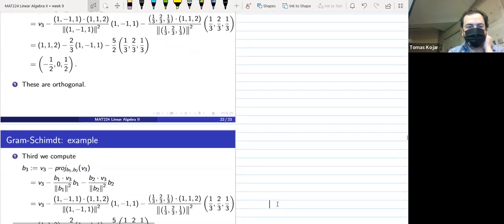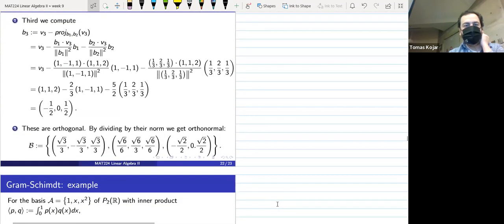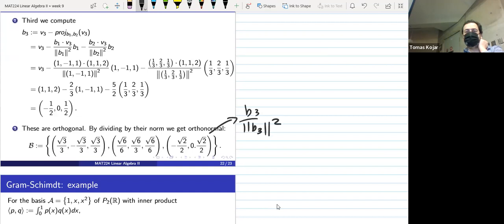Yeah, these are orthogonal, but we want orthonormal. And I did the computation. I divided by their norm. So this guy here is B3 divided by the norm of B3. Okay? So that's the final answer, not just orthogonal. They want orthonormal, which is a nightmare.